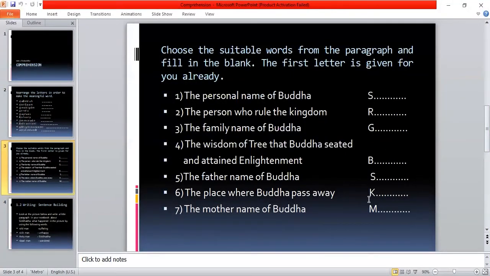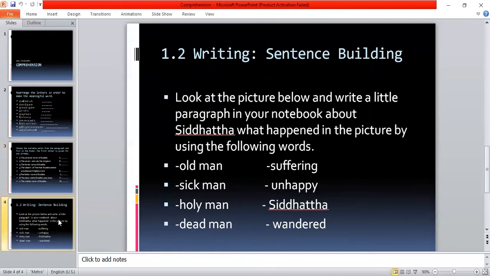So that's exercise 7 that you have to do. Okay, consider about that now.